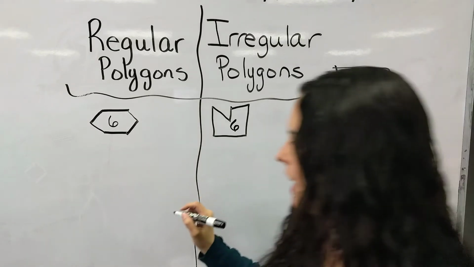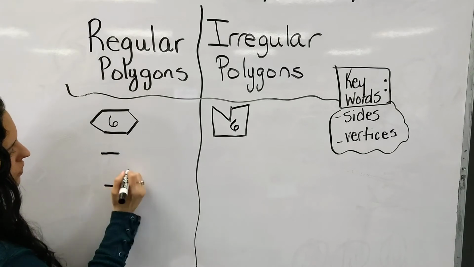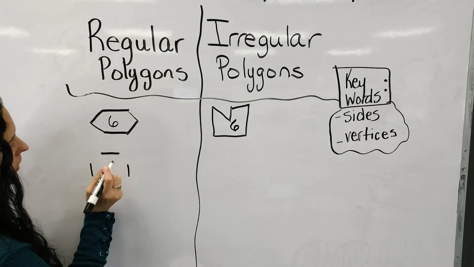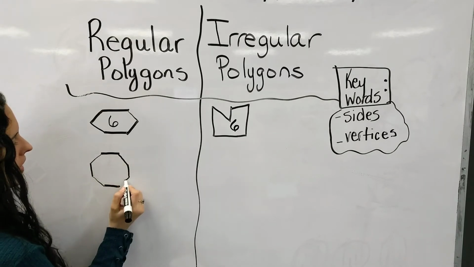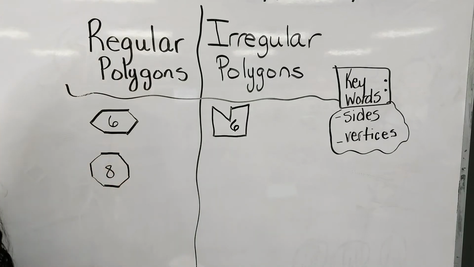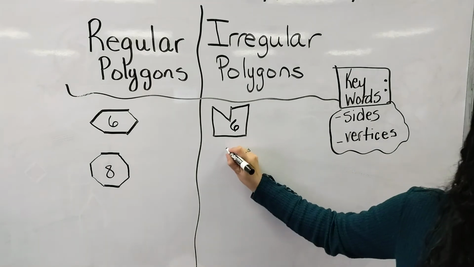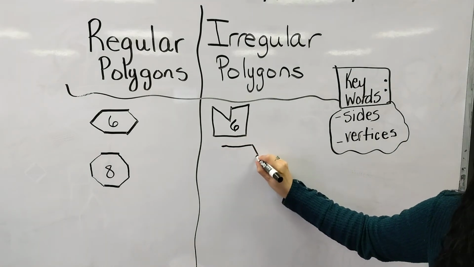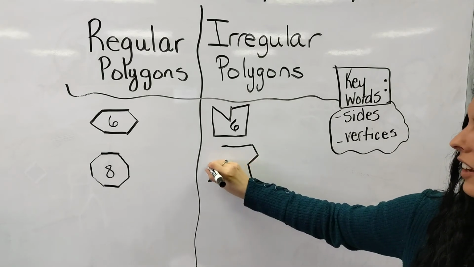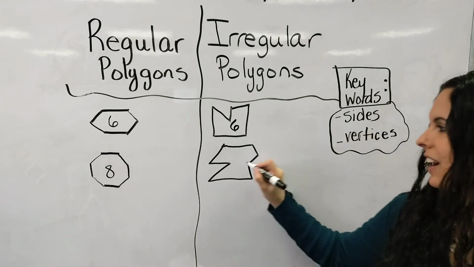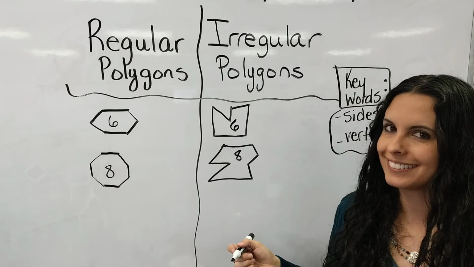Now, your octagon has 8. That's your stop sign that you're familiar with. 1, 2, 3, 4. Then you connect your edges. 5, 6, 7, 8. That gives us our octagon. Now, an irregular octagon also has 8. 1, 2, 3, 4, 5, 6, 7, 8. As long as it has our 8 straight lines and our vertices, it's still an octagon.